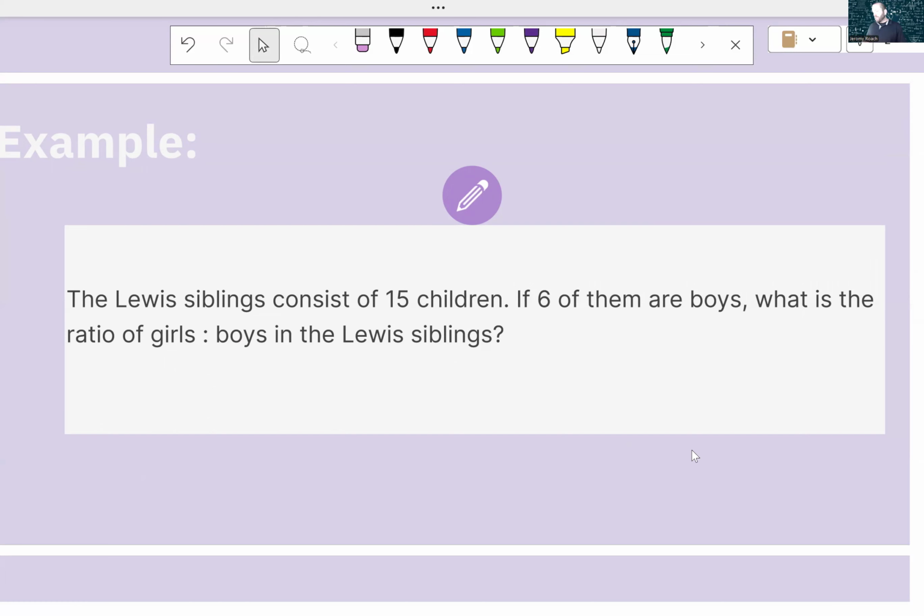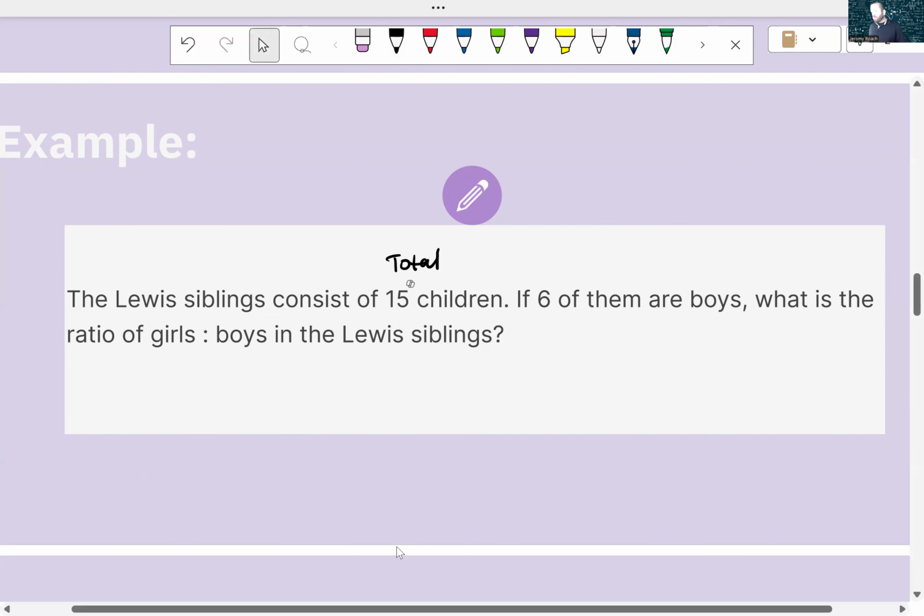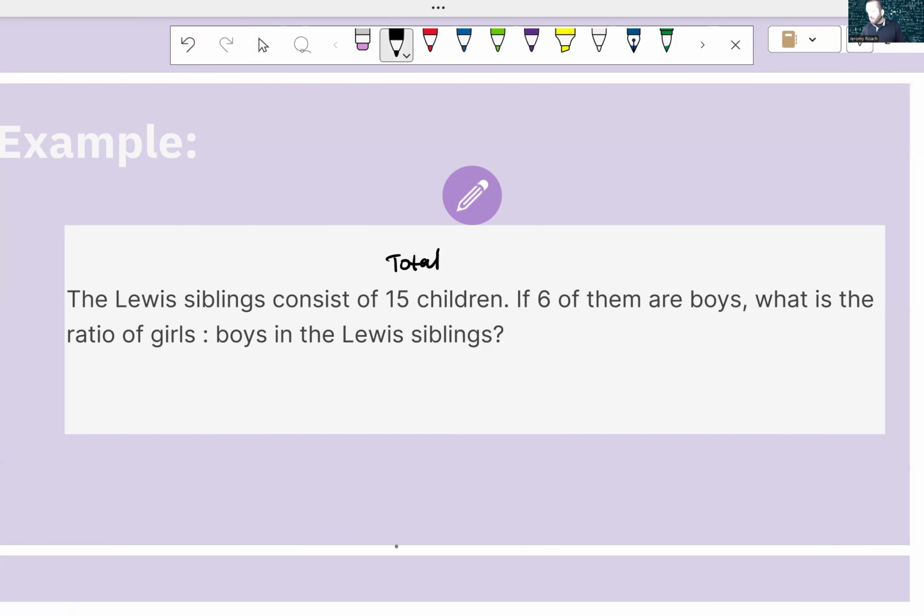So for this ratio, we're given that there are 6 boys and a total of 15 children. So if we just use these numbers, we could say the ratio of boys to total is equal to 6 to 15. But we don't want that ratio. We actually want the ratio of girls to boys.